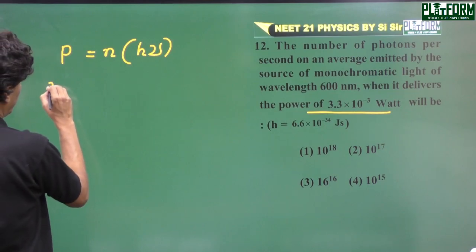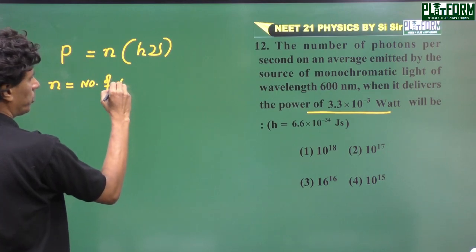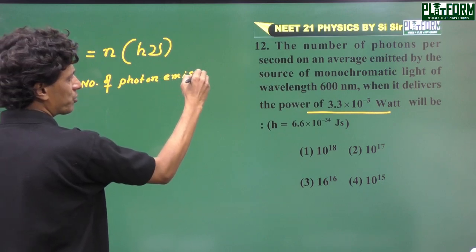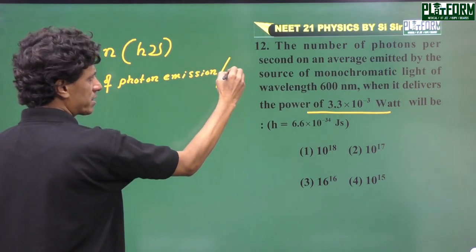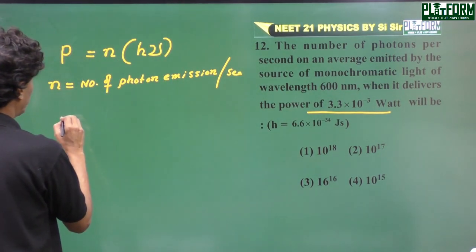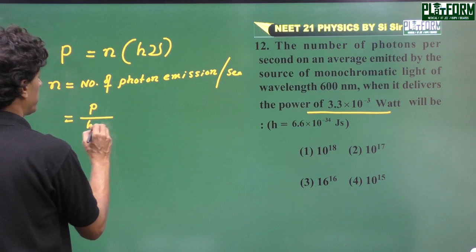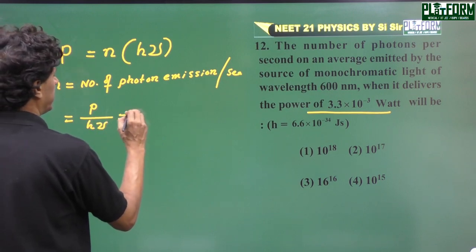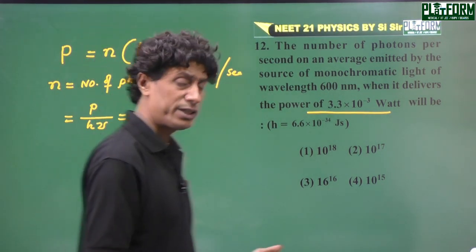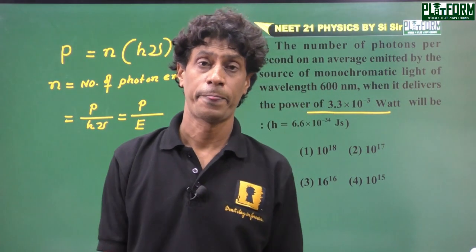Here it is a very common problem. n is the number of photons emitted from the light source per second. So energy emission per second is the power. So simply we can write n equals P by h nu, and it is power by energy. Number of photon emission per second is equal to power by energy.